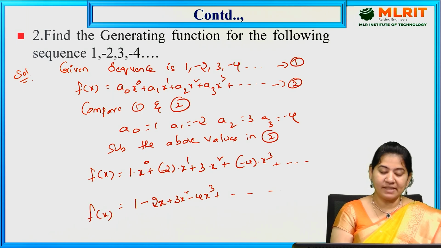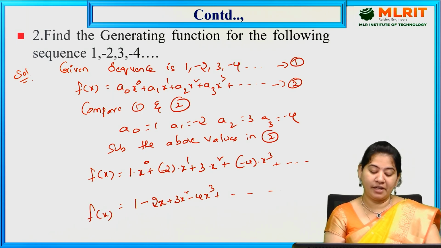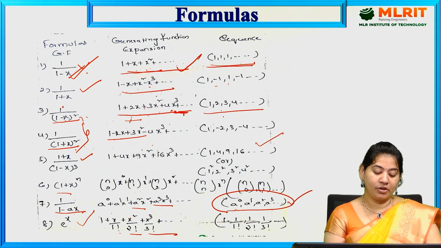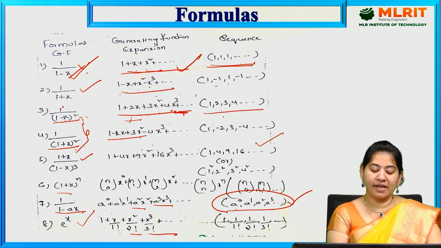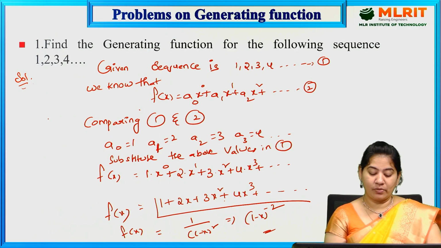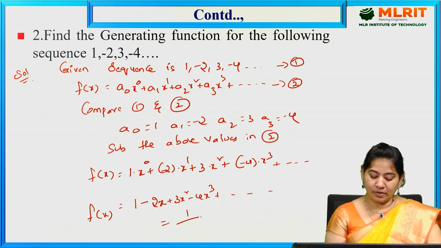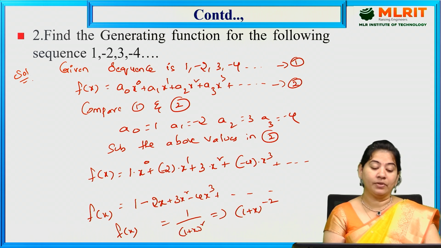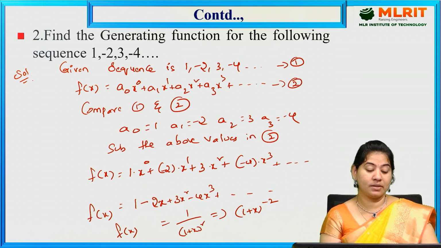So now from this expansion, how you can write the generating equation is, so just here if you observe, 1 minus 2x plus 3x square minus 4x cube, that is the expansion of 1 by 1 plus x whole square. So the generating function is 1 by 1 plus x whole square, which is nothing but 1 plus x whole power minus 2. So this is the generating function you will get from the given sequence.